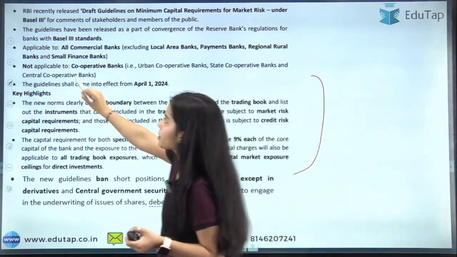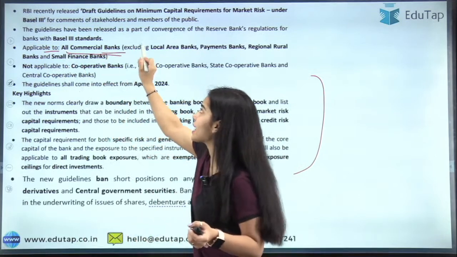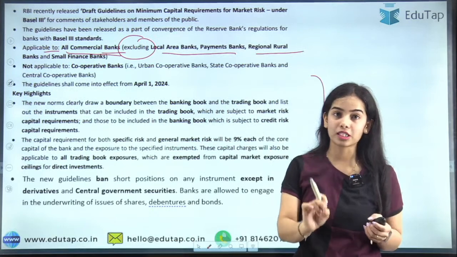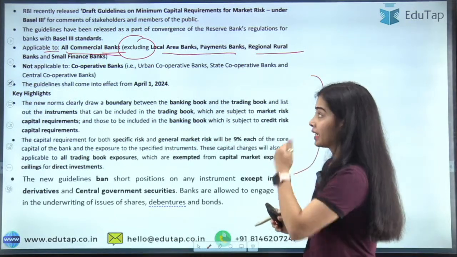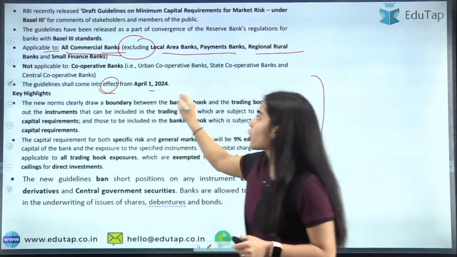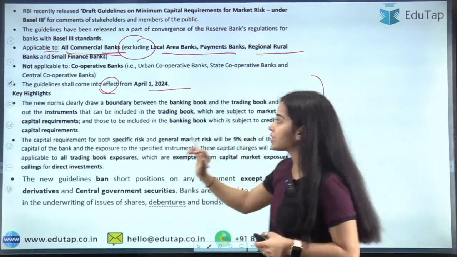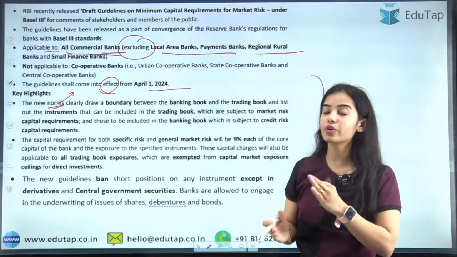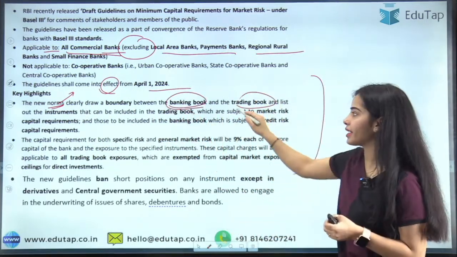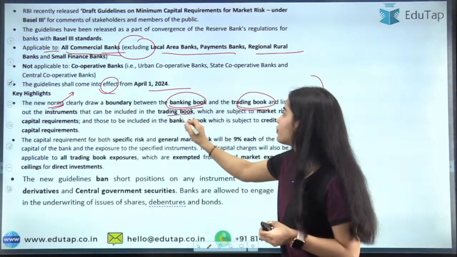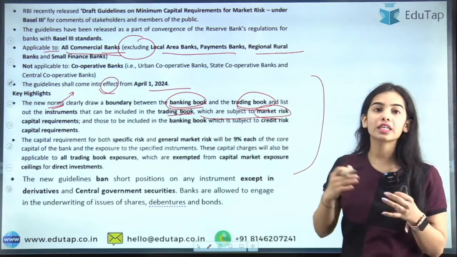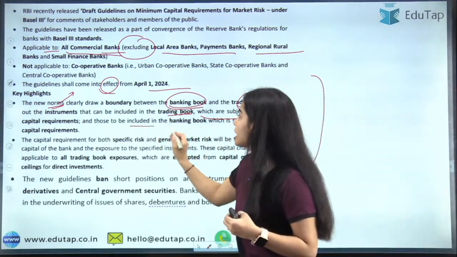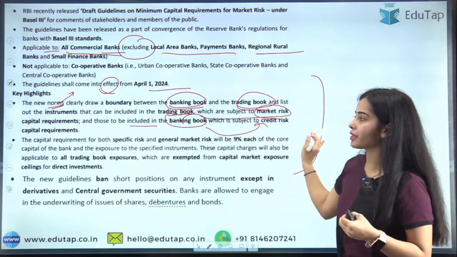So here you have to remember that it is applicable to all commercial banks excluding the local area banks, payments banks, regional rural banks and small finance banks. First be clear about this. It is going to be in effect from April 1, 2024, and these draft guidelines place a boundary between the banking book and the trading book. So the trading book is subject to market risk. So there is risk in the market, that the market is very volatile, okay? Those to be included in the banking book are subject to credit risk capital requirements.